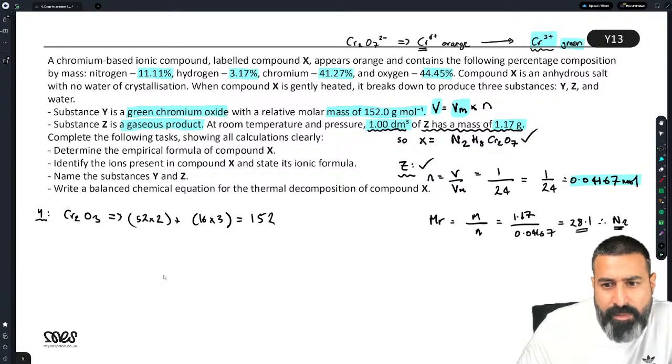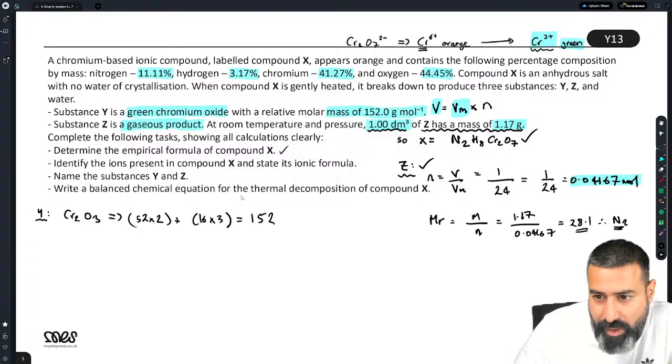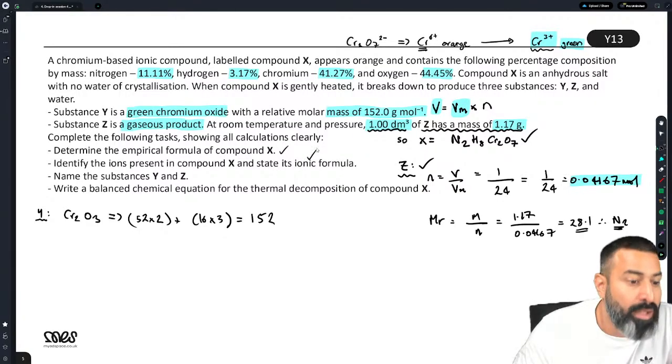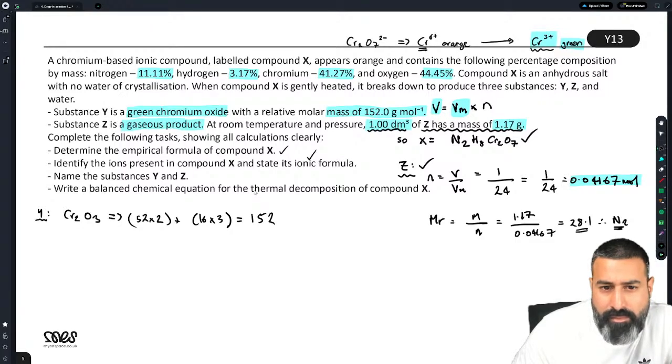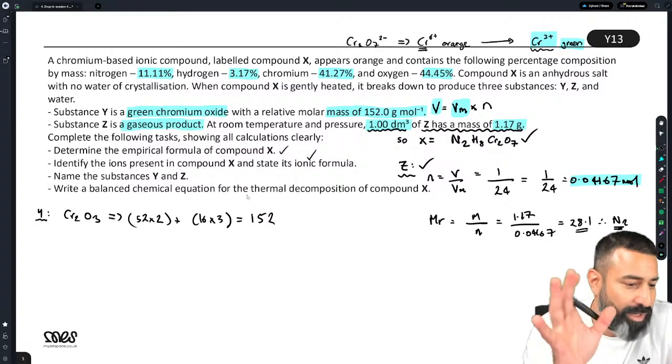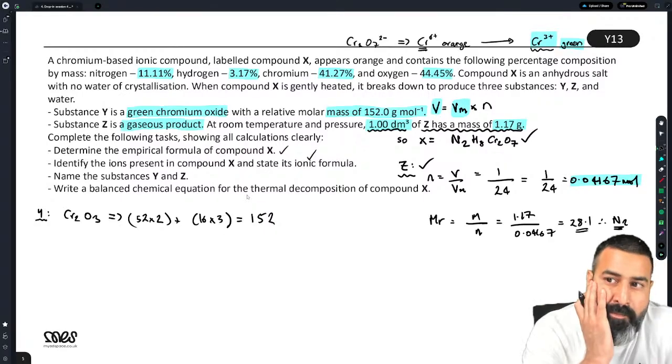So we've got to determine the empirical formula of X. We've done that. Identify the ions present in compound X, and state its ionic formula. So what's the ionic formula going to be? So what do we think? It's a really good question. One of the answers is staring us in the face.